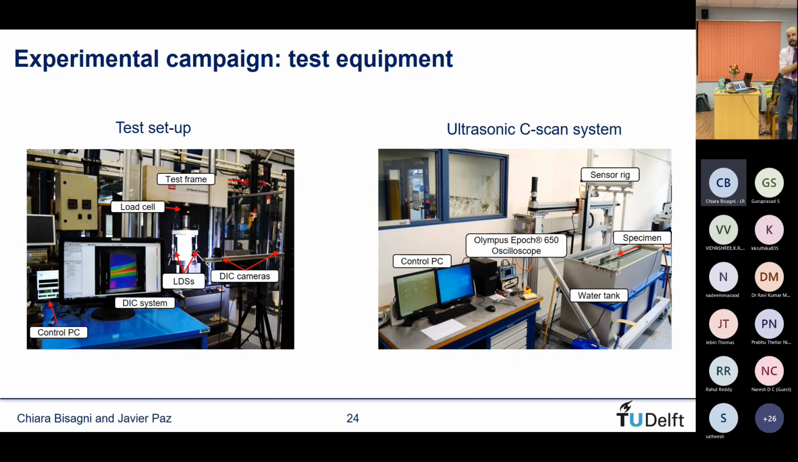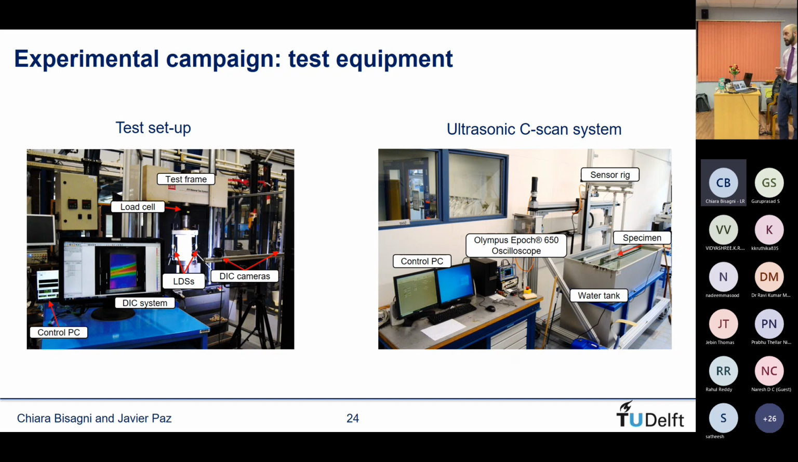Going back to the testing equipment, this is the test machine, an MTS material testing system that has a load cell up to 500 kilonewtons. We place the specimen. We use two LDSs, one on each side, to check that we are applying the load perfectly parallel and there are no mismatches or rotations in there. We use two digital image correlation systems. This is the one that is looking from the skin side.